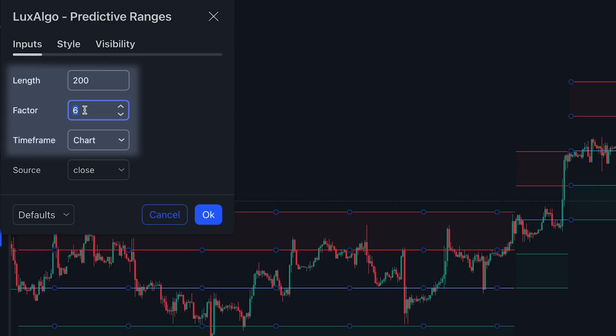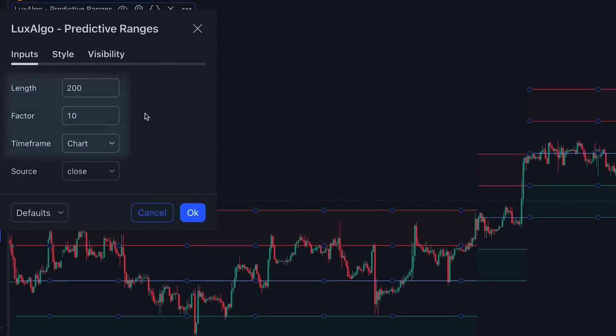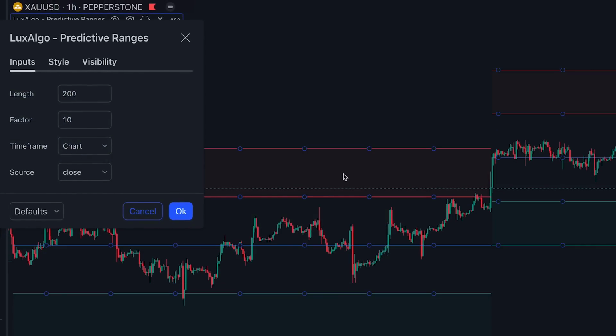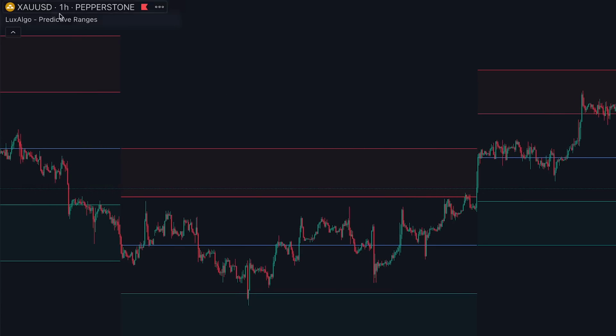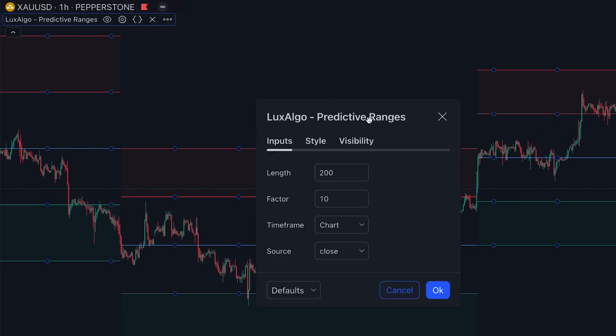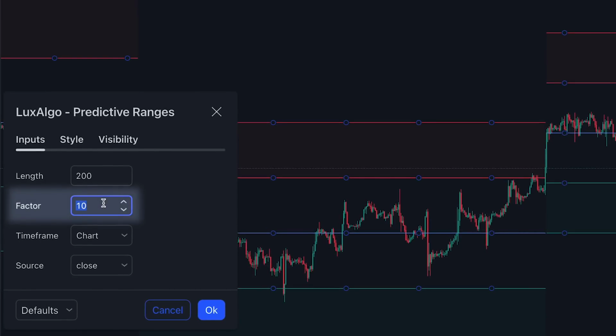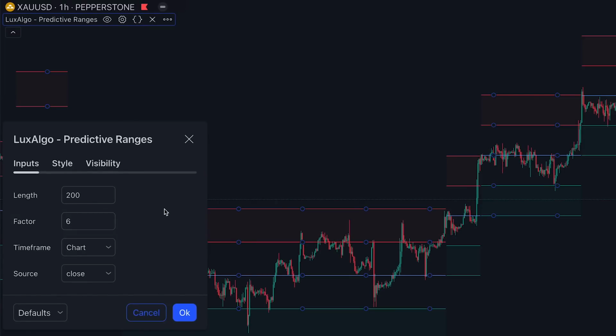So, if I go ahead and change this value from 6 to 10, we can see how this gives us fewer ranges but more significant ones. You may want to increase or decrease this value depending on the type of trader you are. If you want more medium-term ranges, you can keep it at its default of 6.